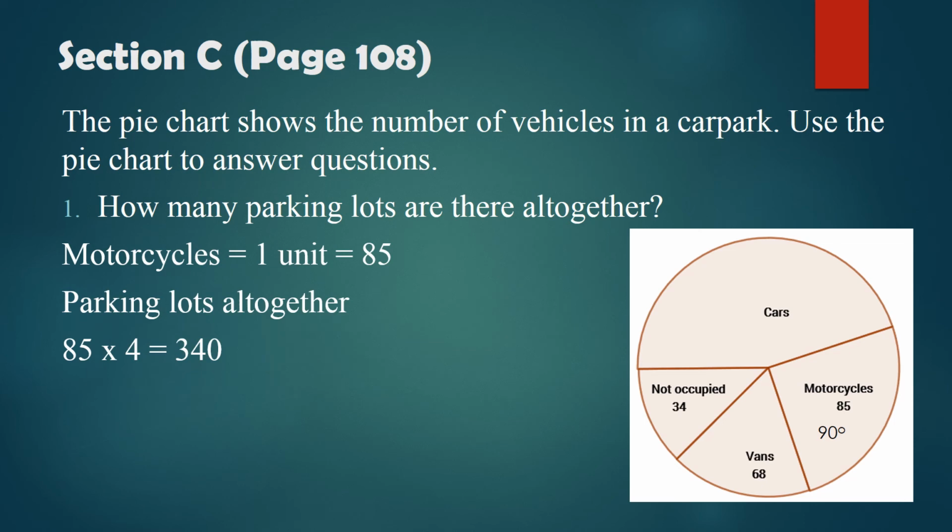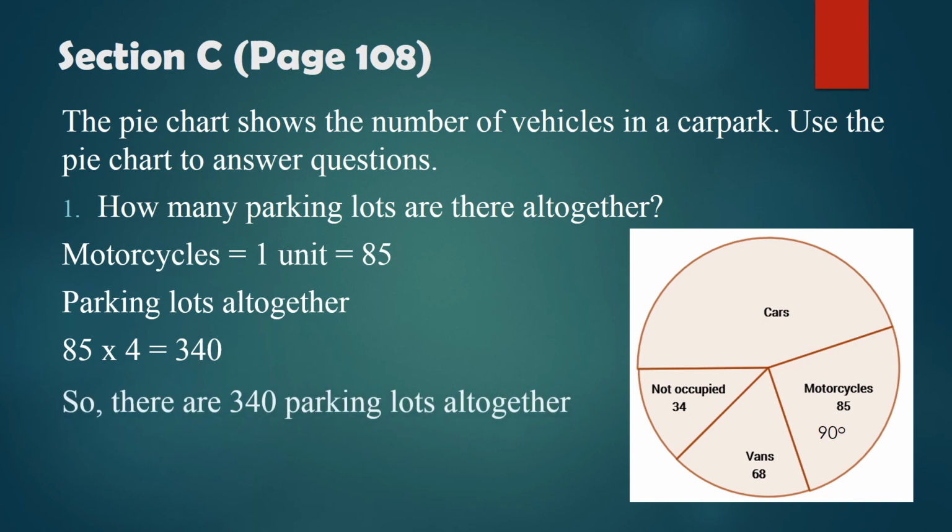And if you want to find the parking lots altogether, you just take 85 times 4, and then you get 340. Why do you take 85 times 4? Because the pie chart is divided into 4 parts, so one part refers to a quarter. So if you want to find the whole thing, you just multiply by 4, and then you get 340. So there are 340 parking lots altogether.